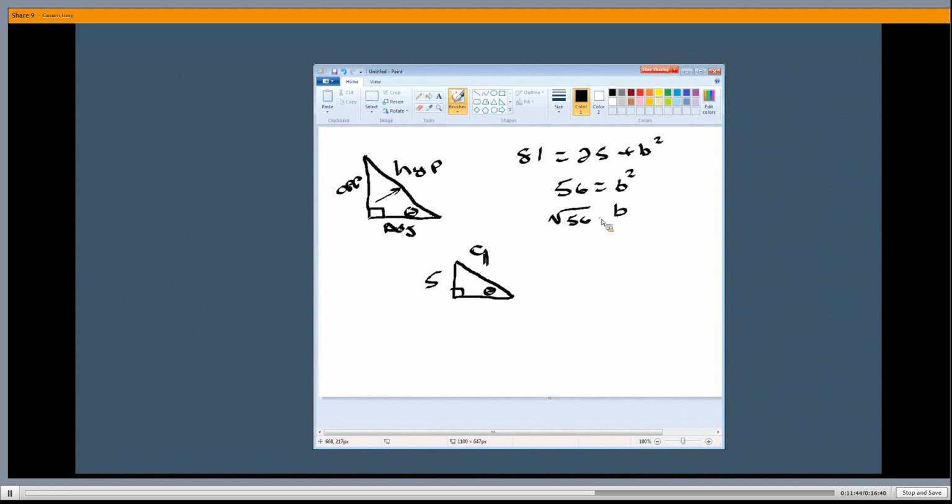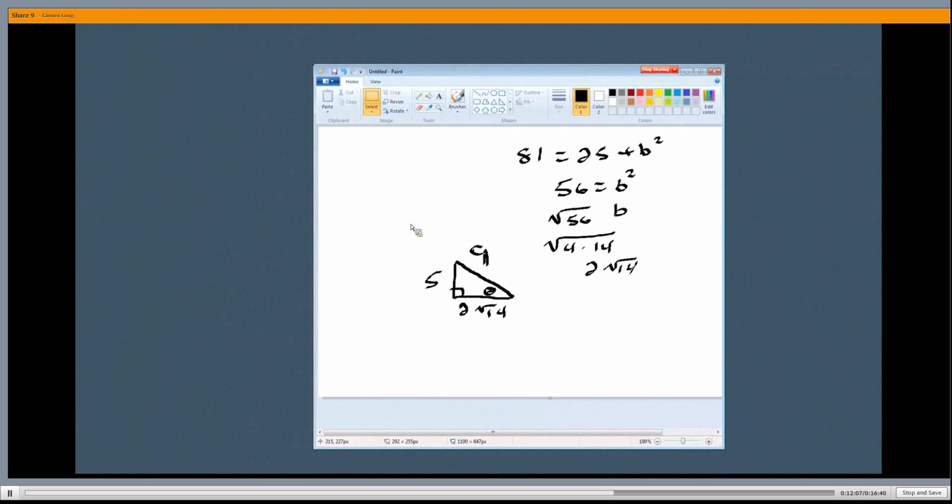I think there is. 4 goes in it. So the square root of 56 is 4 times 14, so that would be 2 square roots of 14. So we're going to call this side 2 square roots of 14. And now what we want to do is find the sine, the cosine, the tangent, the secant, the cosecant, the cotangent to this triangle. And actually I'm going to move the triangle over a little bit so we can have some space to work.